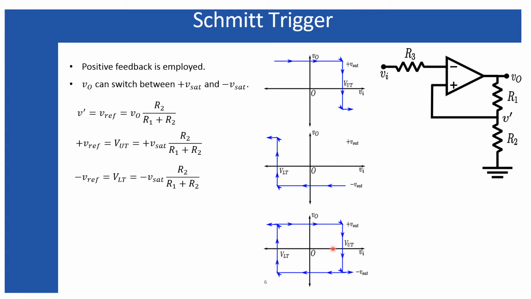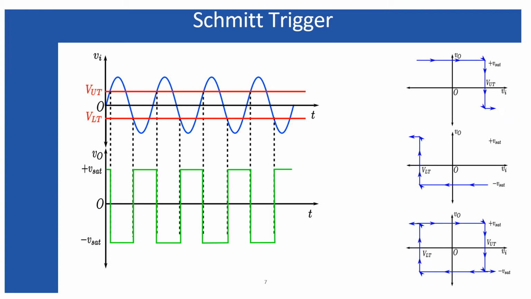So when the input voltage becomes greater than the upper threshold voltage, the output should switch down to minus VSAT, and only when the input voltage becomes less than the lower threshold voltage can the output switch up to plus VSAT. The operation of the Schmitt trigger is represented here using a sinusoidal input.